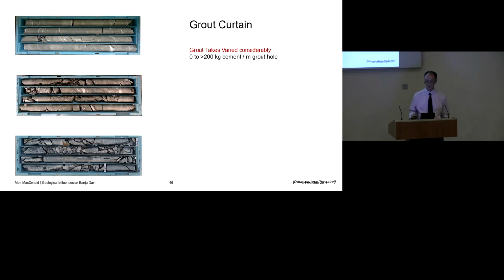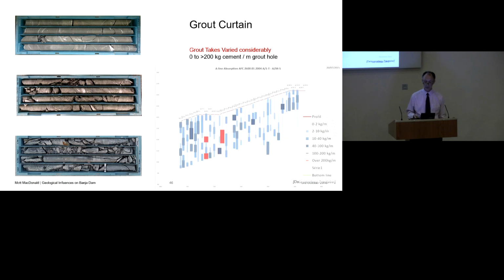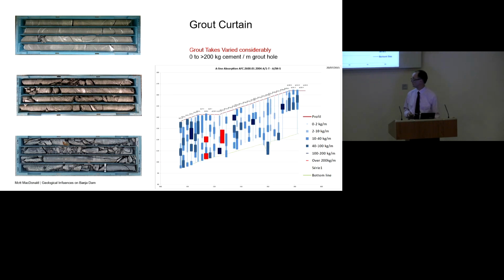And the grout takes varied from 0 to over 200 kilograms of cement per metre of grout hole. And just to summarise that, our friends in Cornebellia did some summary graphs of the grouting work. And you can see how variable it is, and this is all to do with the nature of the fleece.